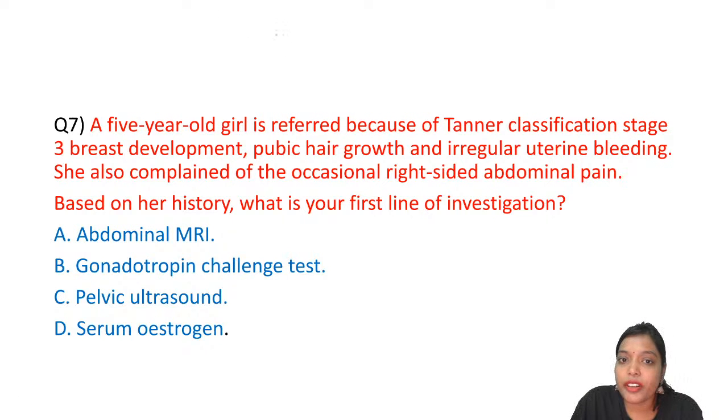A 5-year-old girl is referred because of Tanner classification stage 3, breast development, pubic hair growth and irregular uterine bleeding. She also complains of occasional right-sided abdominal pain. Based on her history, what is your first line of investigation? Abdominal MRI, gonadotropin challenge test, pelvic ultrasound, serum estrogen.